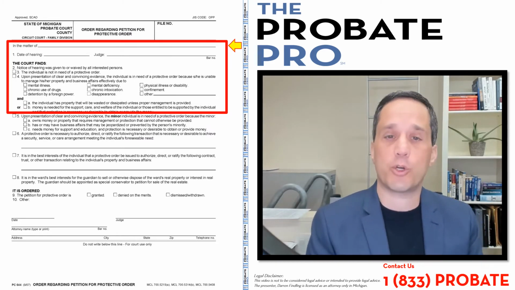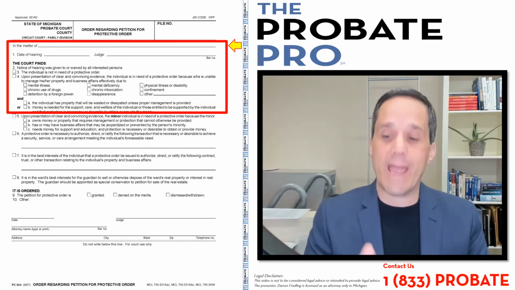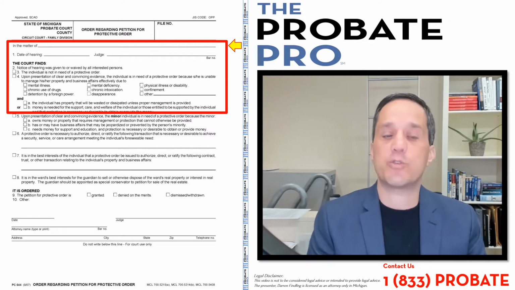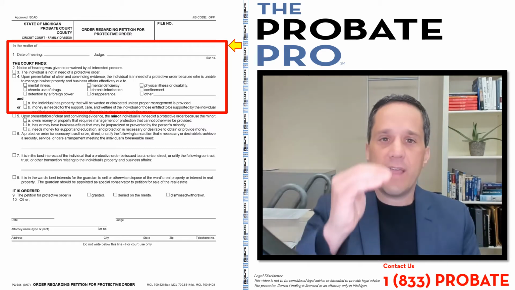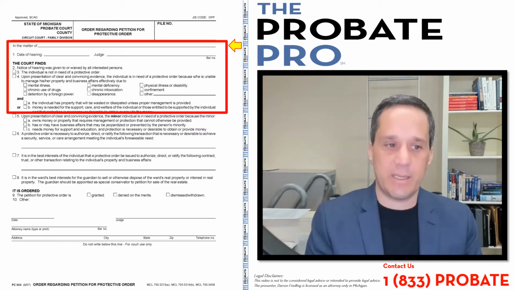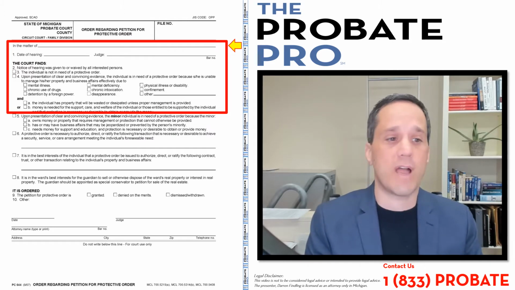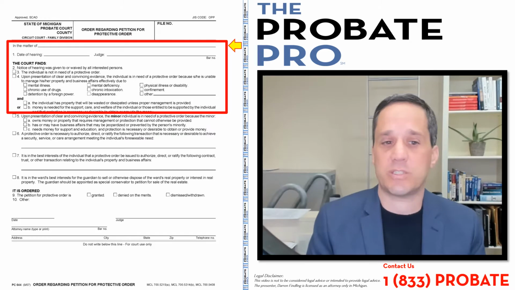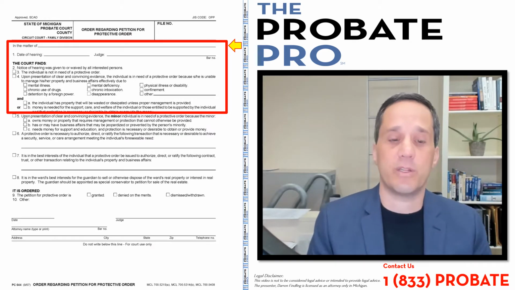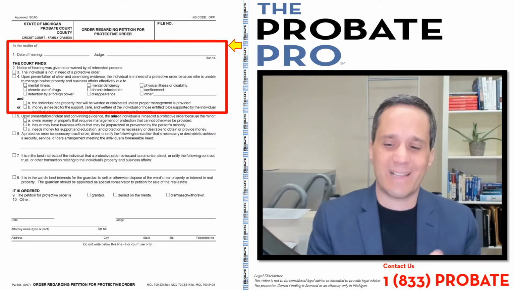as well as a conservatorship proceeding. And this is the granting of the petition. The individual is in need of a protective order because she is unable to manage his or her own property or affairs effectively due to, and then the list of items. It could be mental illness, chronic use of drugs, detention by a foreign power, mental deficiency, chronic intoxication, disappearance, physical illness or disability, confinement, or other, which is kind of like a catch-all.